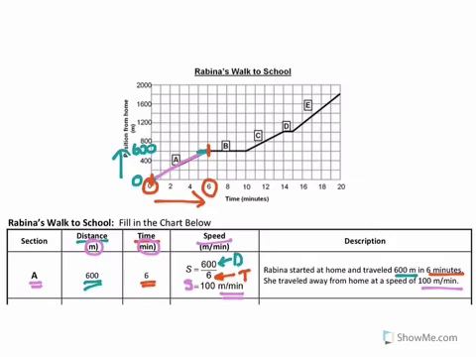All right? Now you just write a description about what's happening. So she started from home, and then she traveled 600 meters in 6 minutes, and she traveled away from her house. And you can put in the speed too, so she traveled at 100 meters per minute.